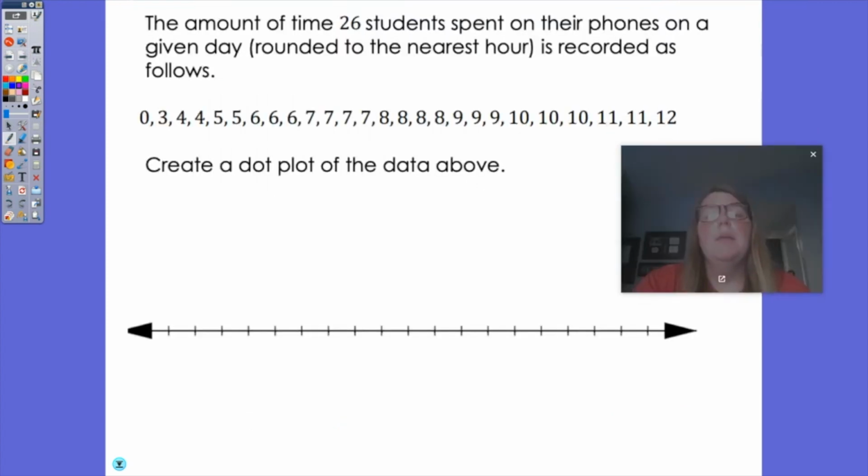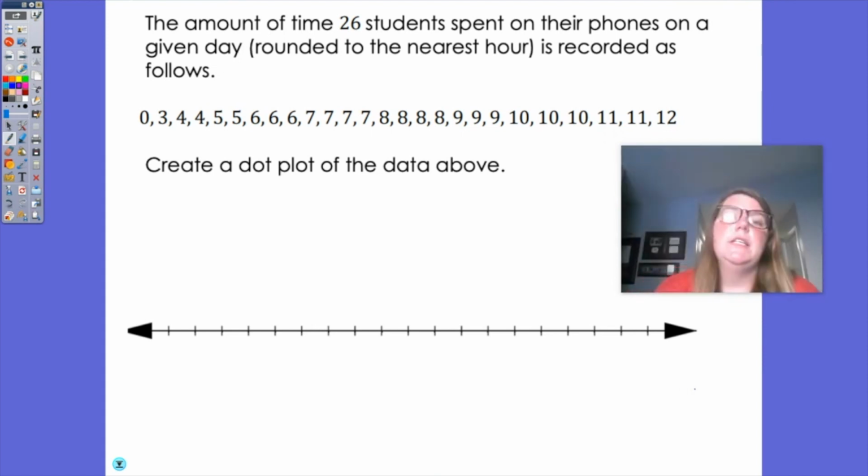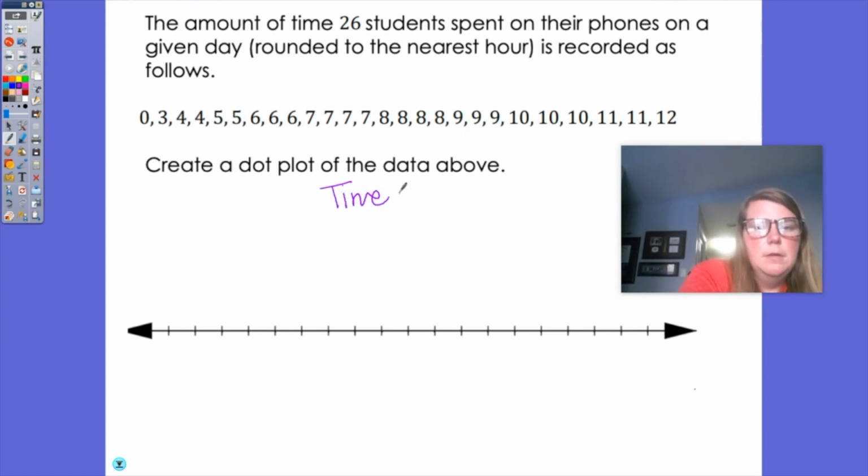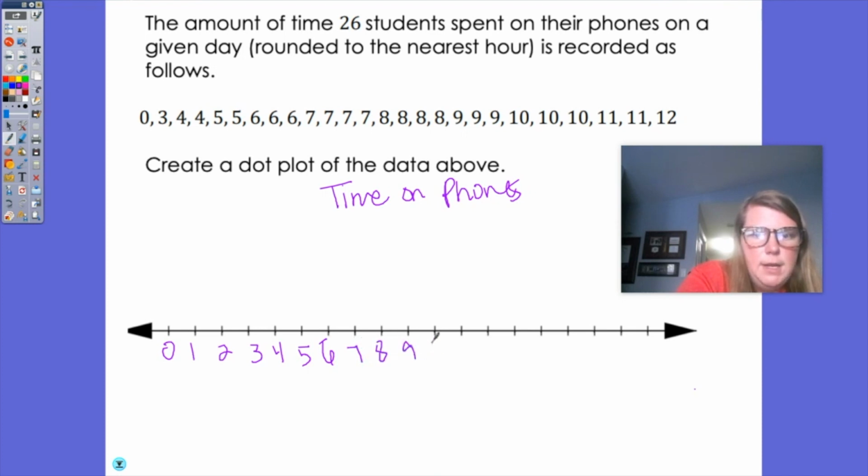So here's an example. The amount of time 26 students spent on their phones on a given day, rounded to the nearest hour, is recorded as follows. So we're going to create a dot plot. Let's title it time on phone. So we're going to dot number 0, 1, 2, 3, 4, 5, 6, 7, 8, 9, 10, 11, and it looks like 12 is the largest.